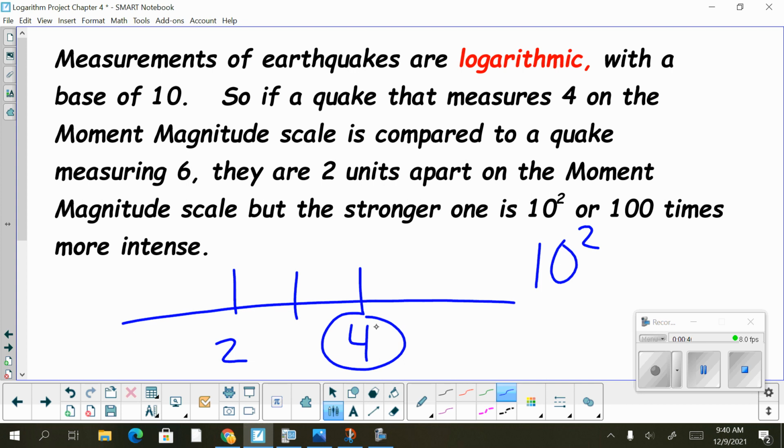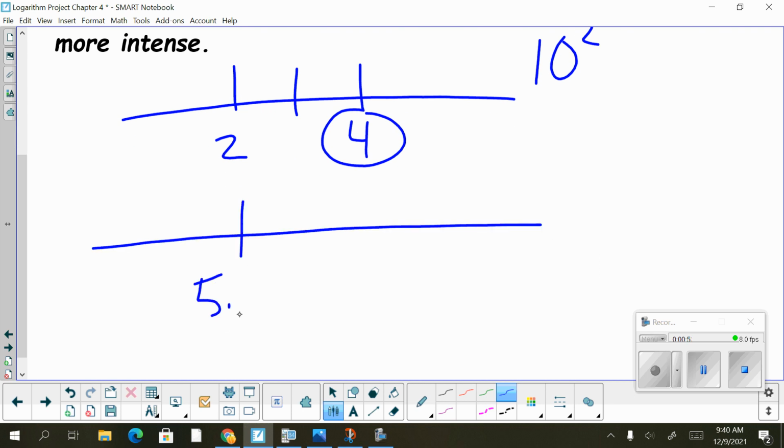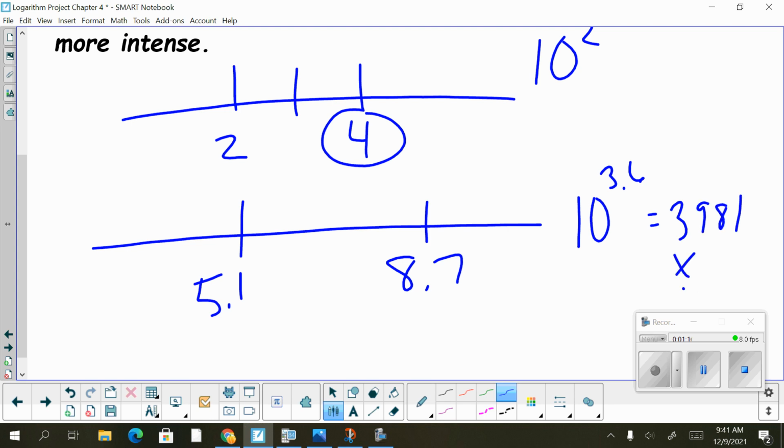So today you're going to be reading about me. I felt an earthquake that measured 5.1 on the scale. And maybe you're going to be studying an earthquake that measures 8.7. To figure out the difference in intensity, you'll do 8.7 minus 5.1, which is 3.6, and then you'll do 10 to the 3.6 power to figure out how much more intense yours is. So yours is actually 3,981 times more intense than mine.